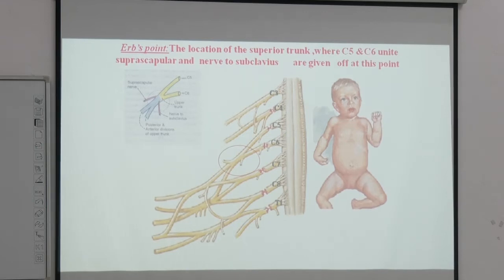With this kind of injury, the kid presents with what we call Erb's point injury, which is like this. The arm will be hanging straight, twisted medially and turned down. So this is the injury that the patient presents with. Now this is about the injury which occurs in childbirth for the kids.